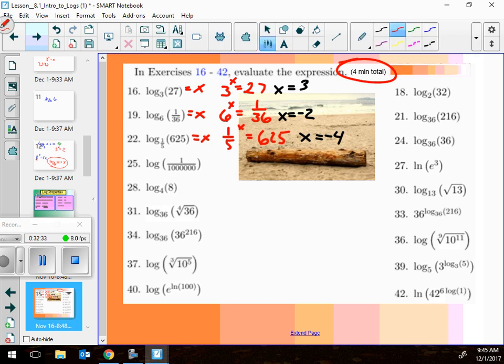All right. Wait a minute. This one doesn't even have a base. Yes, it does. What is the base? It's a 10. And it doesn't have an answer, so I say equals x. Remember, if there is no base, then that means it's base 10. Okay. Now I can rewrite this thing. 10 to the x equals 1 over, is that a million? Yep.